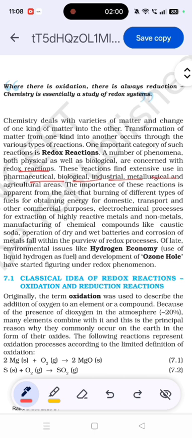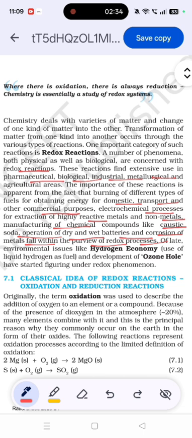The importance of these reactions is apparent from the fact that burning of different types of fuels for obtaining energy for domestic, transport and other chemical purposes, electrochemical processes for extraction of highly reactive metals and nonmetals, manufacturing of chemical compounds like caustic soda, operation of dry and wet batteries, and corrosion of metals fall within the purview of redox processes.